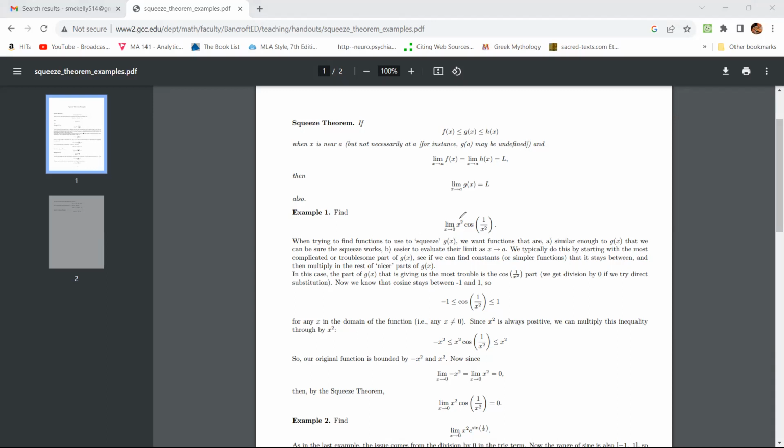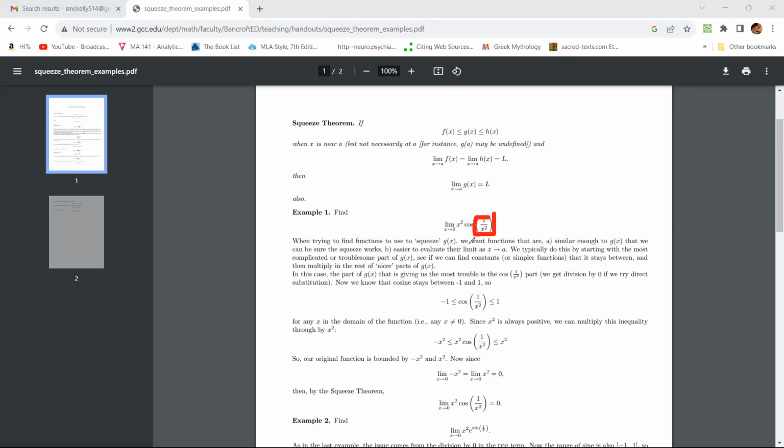So what is the part of this function that's the most nasty? We could deal with this x squared, right? That's a nice polynomial. That wouldn't be a problem. Even the cosine is not too bad, right? We deal with cosine. It's this ugly argument in the middle that's nasty, right? That's it.